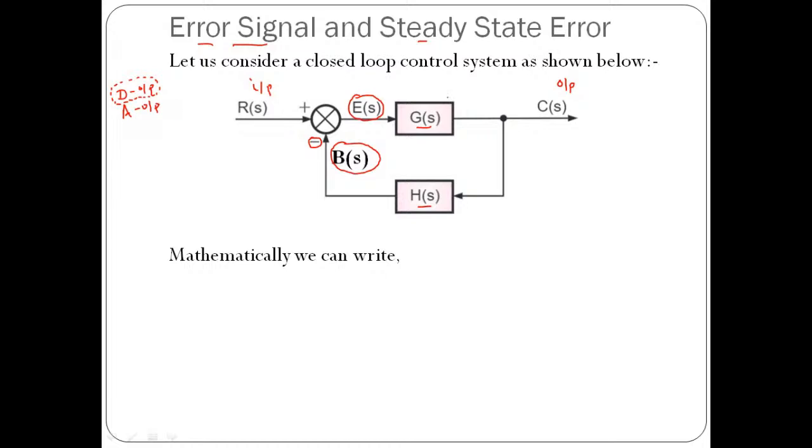So, suppose this particular system is designed for output C of S, and suppose if you provide input say R of S, and instead of generating output C of S, this system is going to generate output say C1 of S. So this is going to be desired and this is going to be actual. So the difference between these two is known as steady state error. That's it.